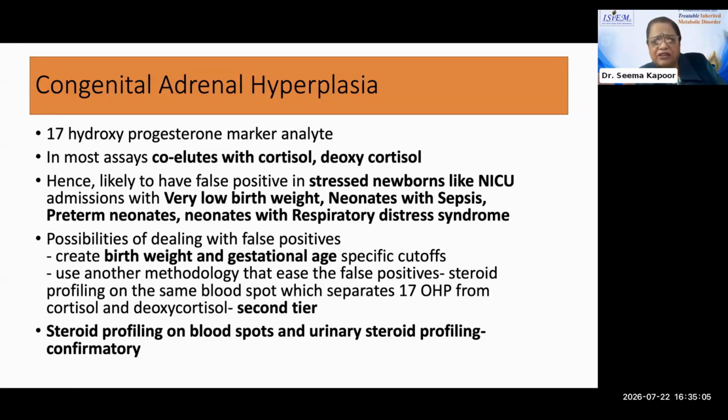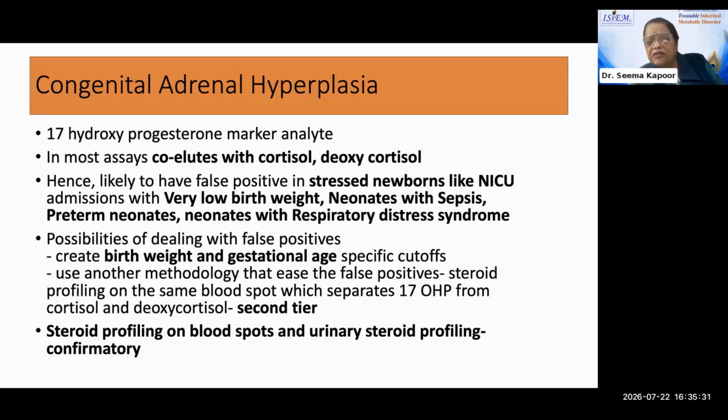So you know the sick babies are those with cortisol high, right? So you will say, oh, this is a false positive for 17-OHP. I need not worry about it. And this has to be done on the tandem mass or LCMS-MS platform. This is then becoming a second tier test.